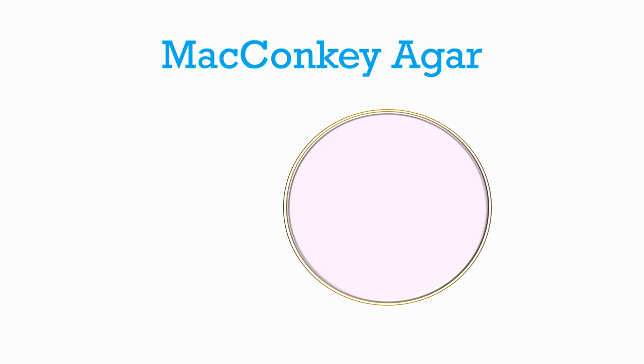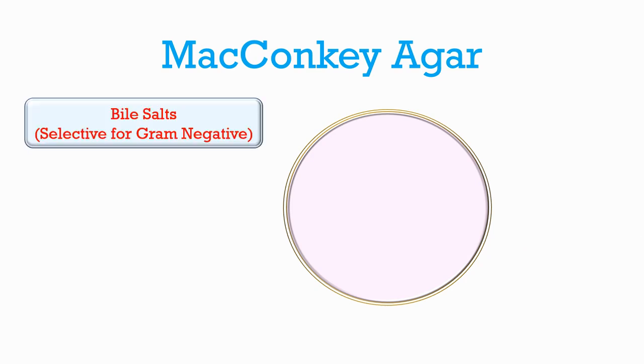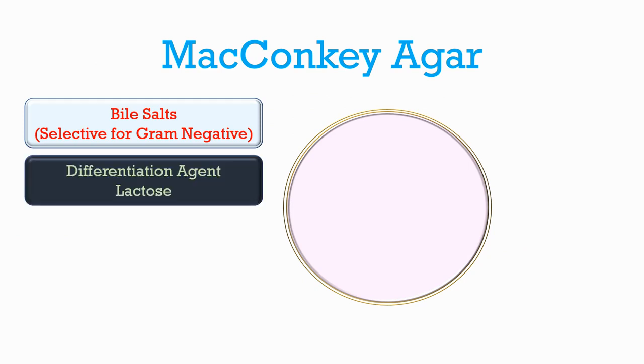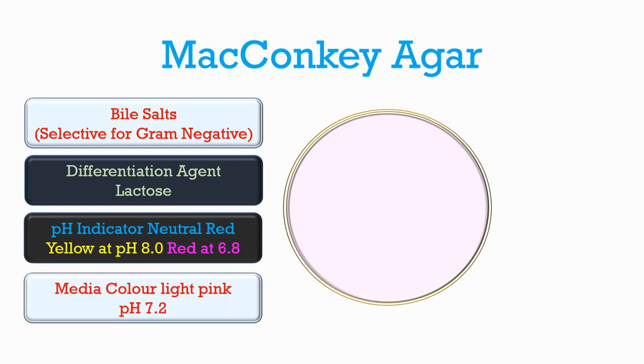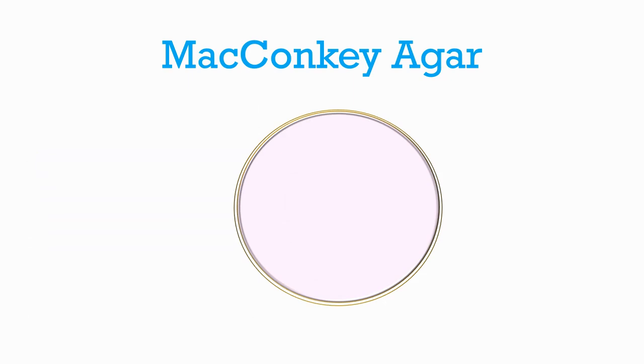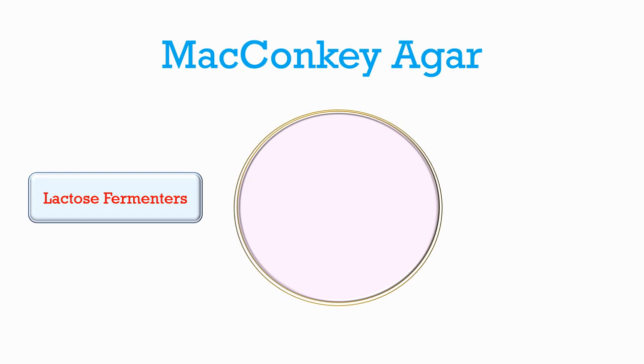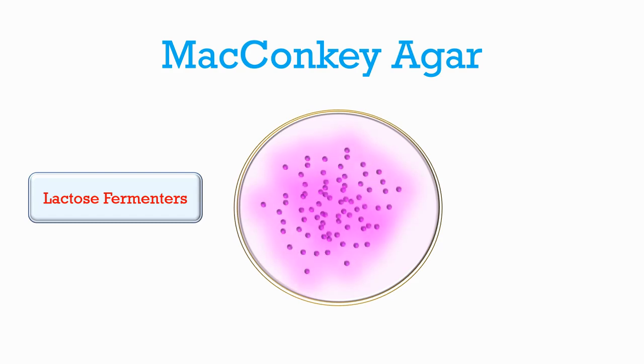Next is MacConkey Agar, that is selective for gram-negative bacteria because of presence of bile salts. The agent used for differentiation is lactose sugar and the pH indicator is neutral red. Neutral red is pale yellow at pH of 8.0 and turns to bright pinkish red at a pH of 6.8. The difference is created by lactose fermenting bacteria that produce acid as a byproduct of fermentation and turn the pH of the medium towards the acidic side.